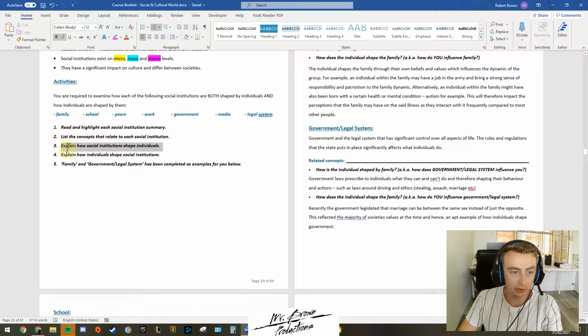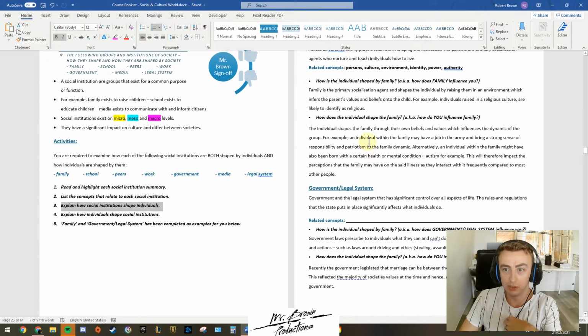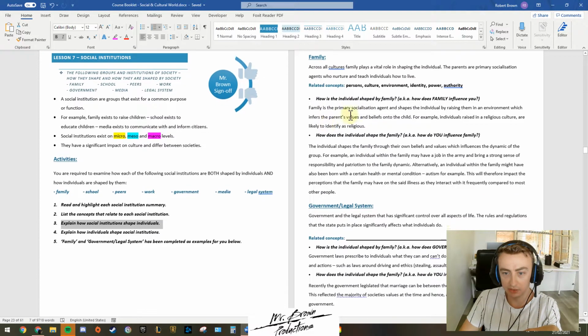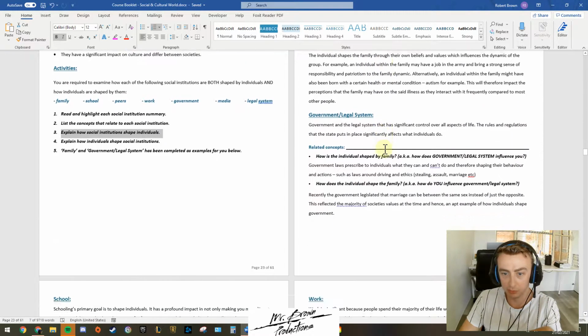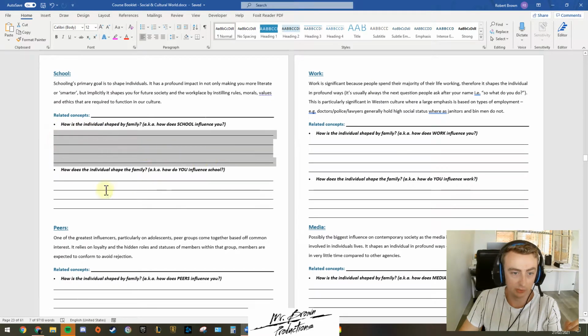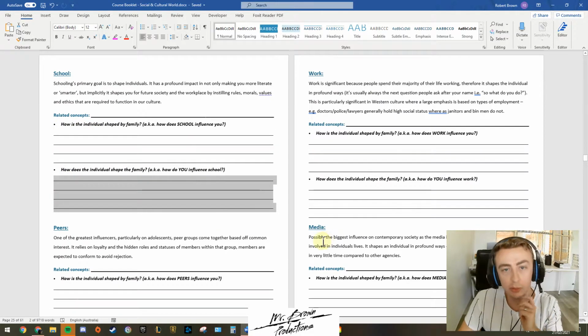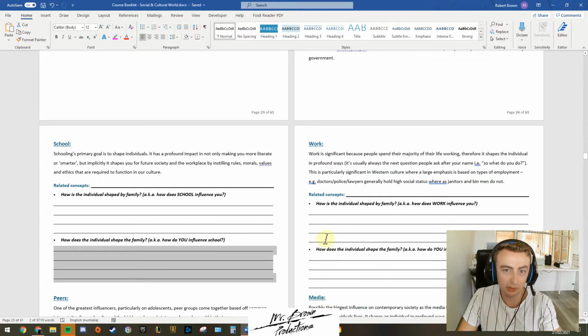And then step 3 is to explain how the social institution shapes the individual. So essentially, how does that institution influence you? Now, I've done family as an example here, but what you guys will end up doing is writing them on your own. This would be a really good lesson to work together in groups, because some of you might have a bit more idea, and it works well to work with others anyway.